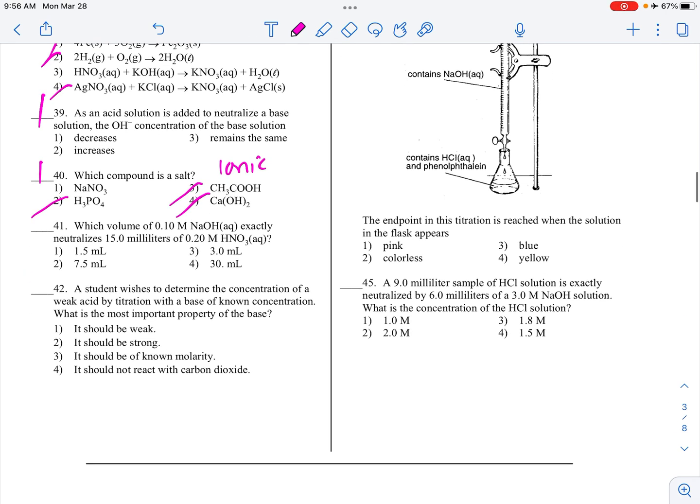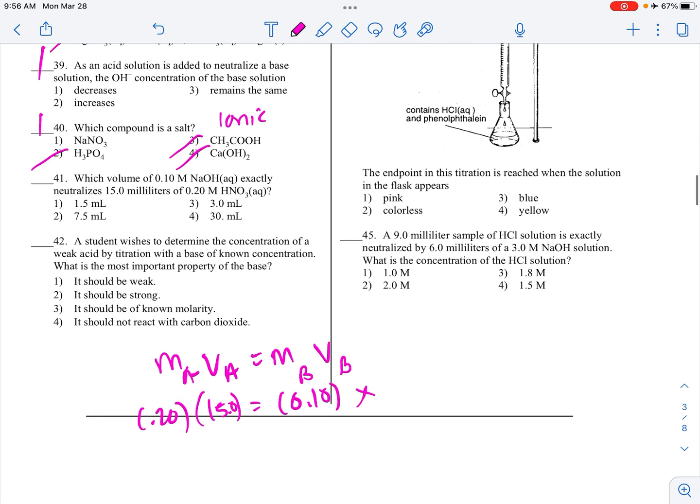Okay, now we have titration. MAVA equals MBVB. Which volume of 0.1 molar NaOH exactly neutralizes 15 milliliters of 0.20 molar? So that's our base, so this is 0.1. And this is 15.0. And this is, call it X. So 0.2 times 15 is 3 equals 0.10 times X. So divide both sides by 0.10, and X is 30. Choice 4.